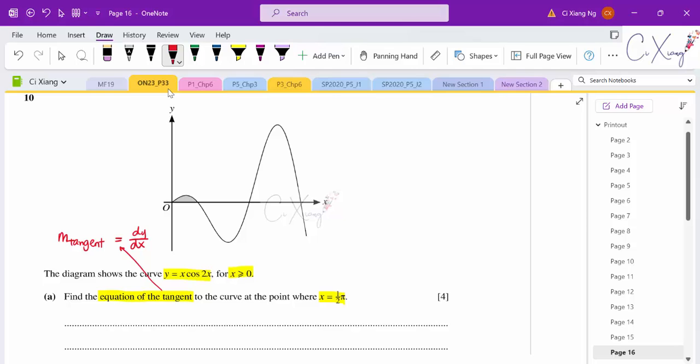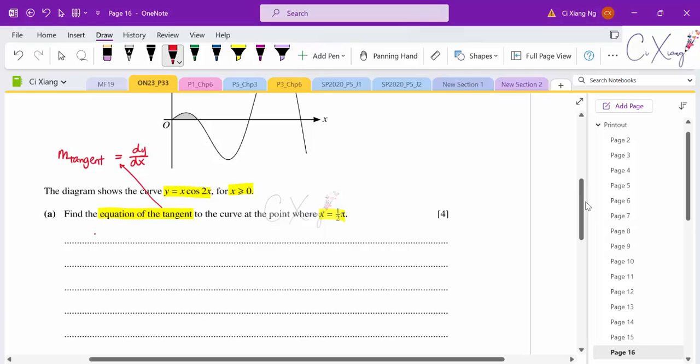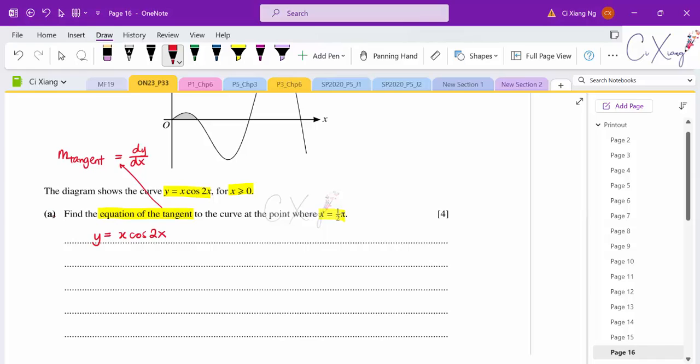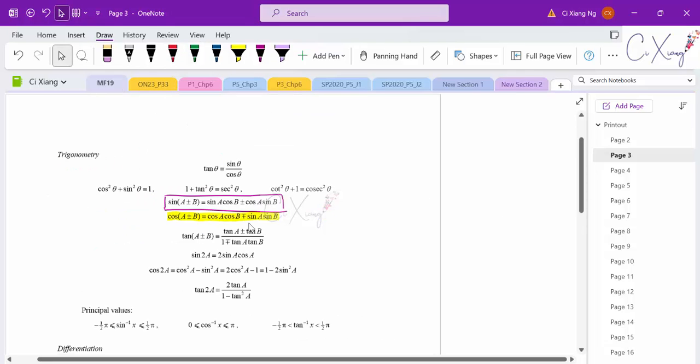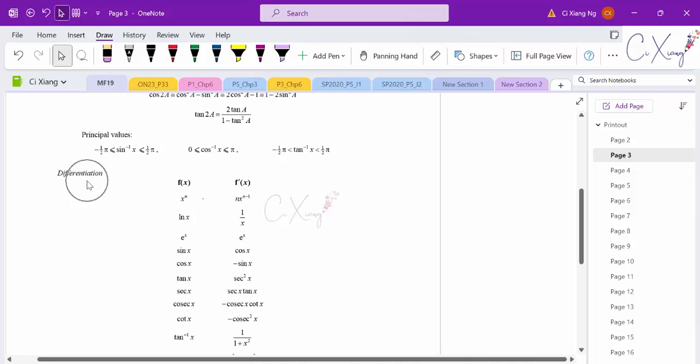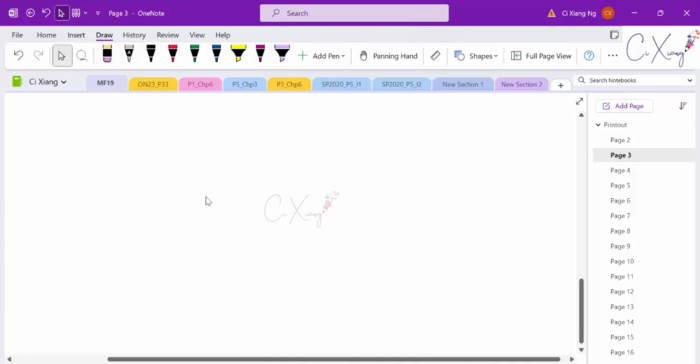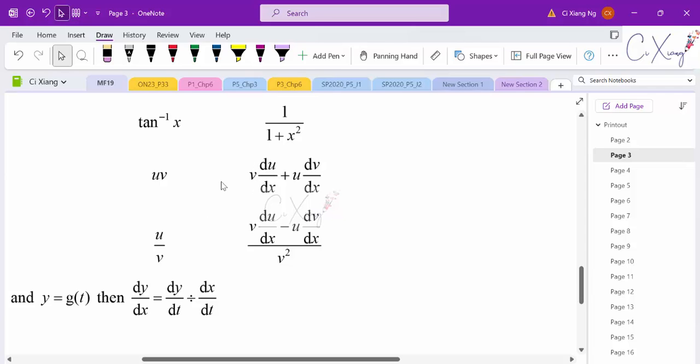Right, so for this particular question, you have to start with the dy dx first. Okay, so we'll start from here. I'm having y equals x cos 2x. This kind of function basically is the product of two different functions. The first function is x, the second function is cos 2x. So to find the differentiation for the product of two different functions, basically we have to apply the product rule. If you can't remember the formula, you can have a look at the differentiation part. Okay, this is the product rule that we have.